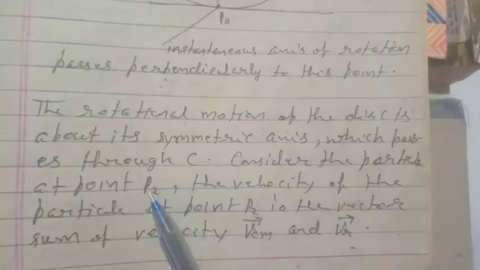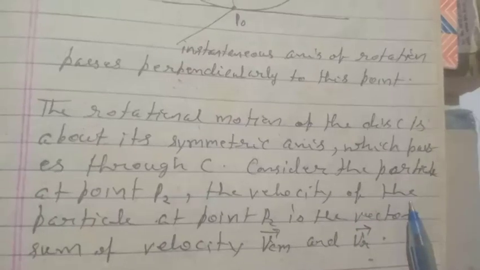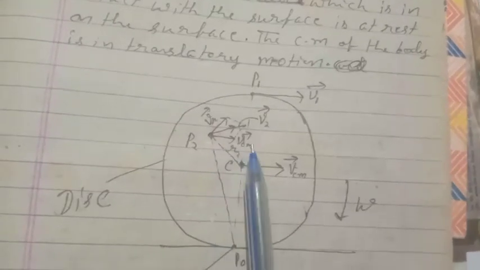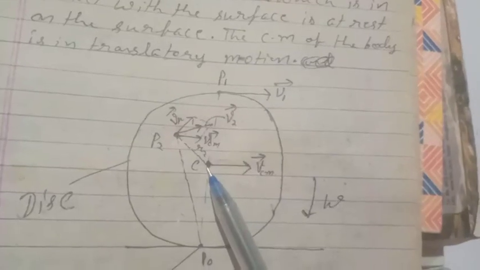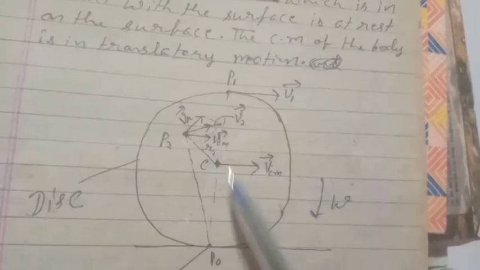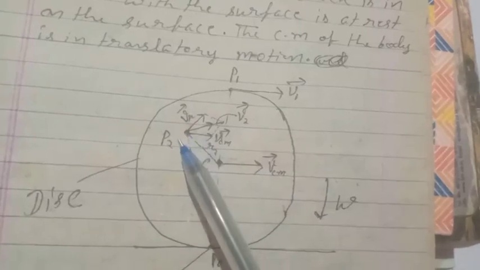Consider the particle at point P2. The velocity of the particle at point P2 is the vector sum of velocity VCM and VR. Here, this point has two velocities, one equal to VCM and another equal to VR, because it is rotating like this about C, and so the velocity of point P2 will be V2.